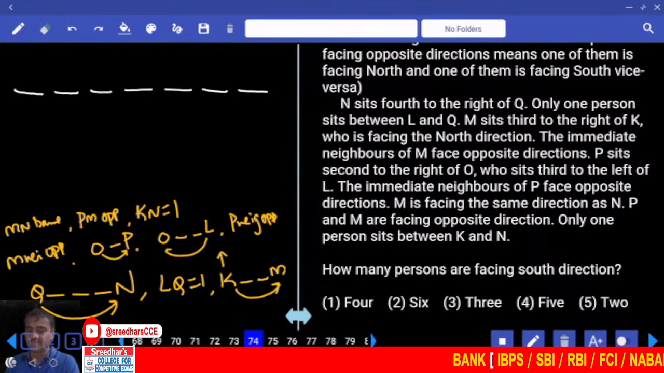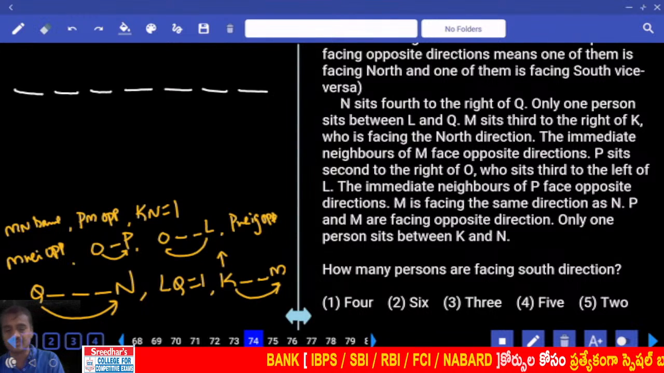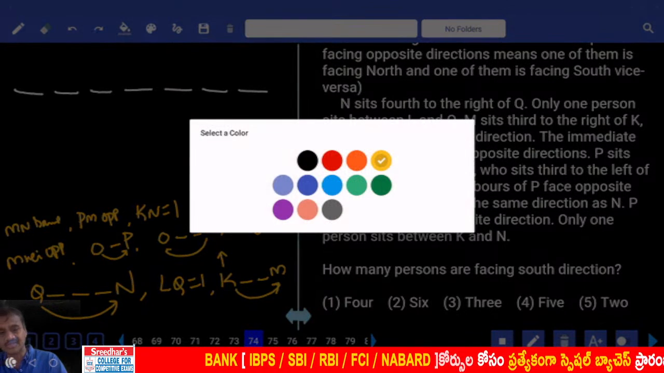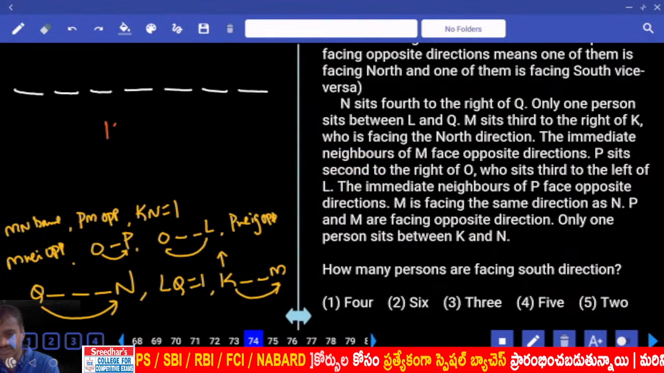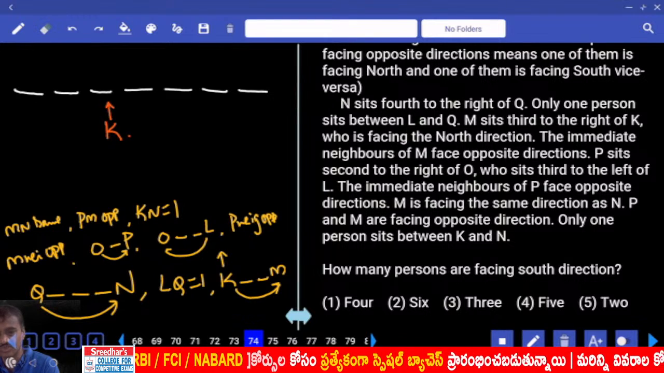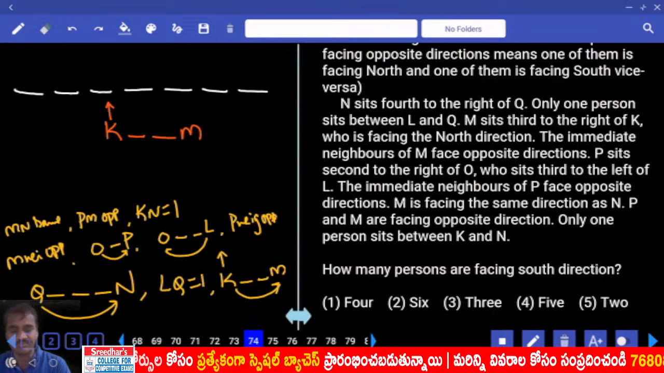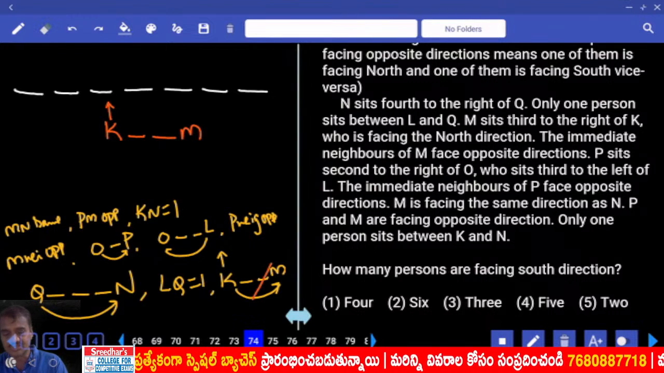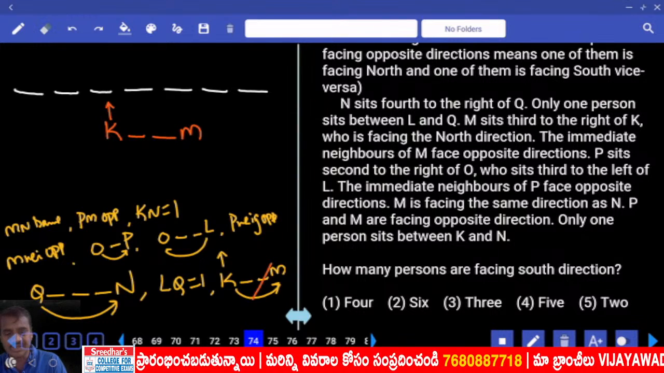Now if you observe here, there is no definite information given regarding the sitting position of any person, isn't it? Then tell me what we need to do. I'm going to start here. Now direction is given regarding only one person, K. As K is here, K is facing towards north, and 1, 2, M will be here. Means there is a possibility. M is seated here. Then Q and N, if you observe here.